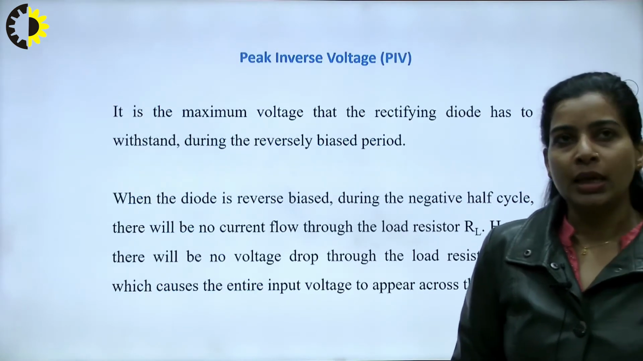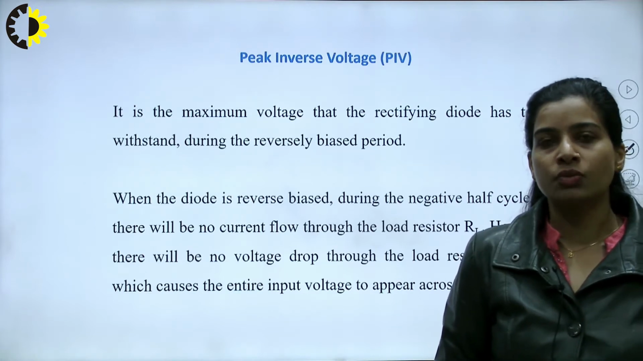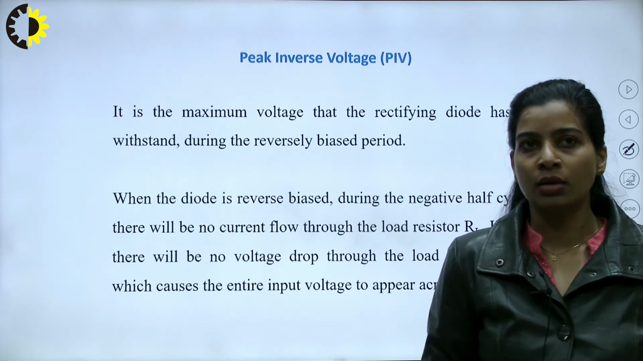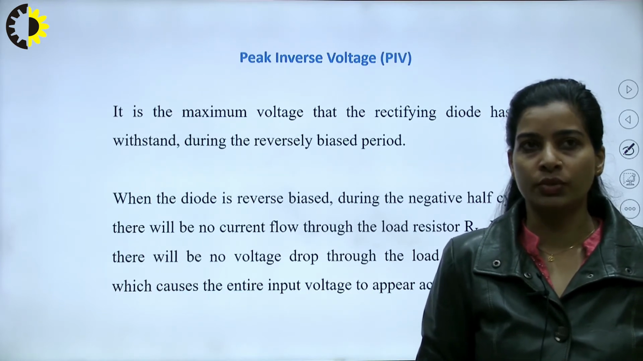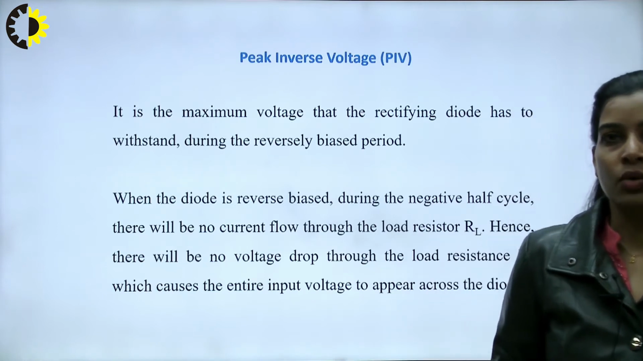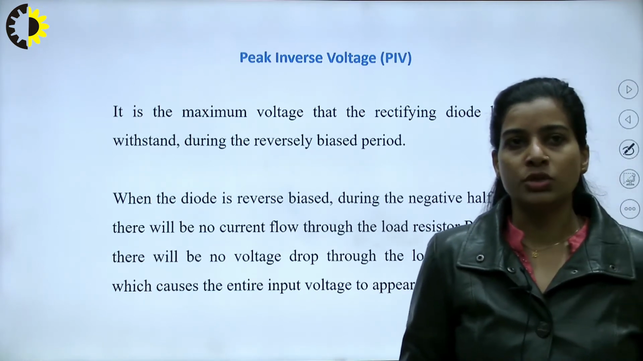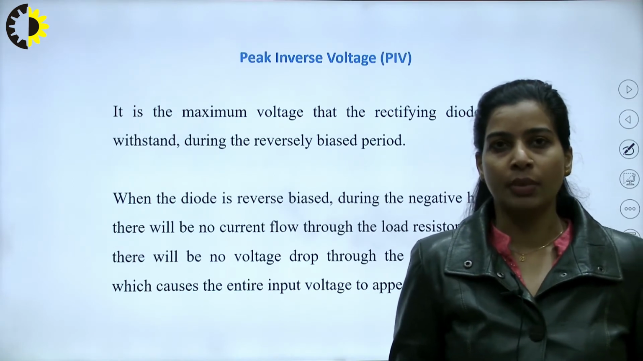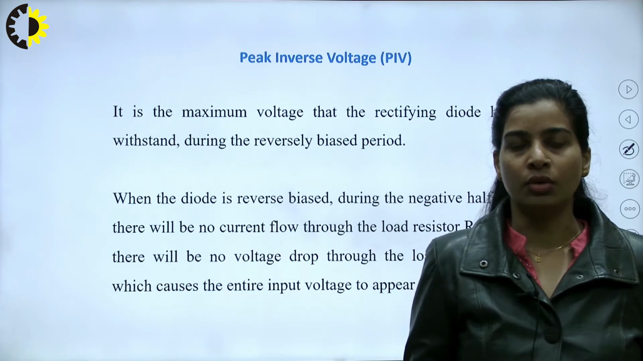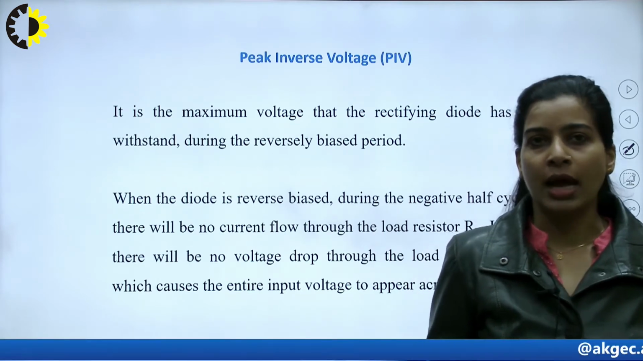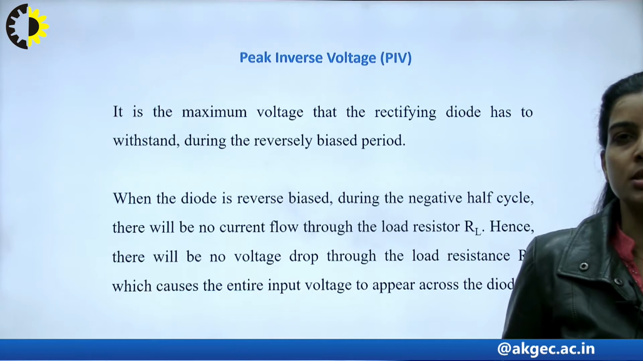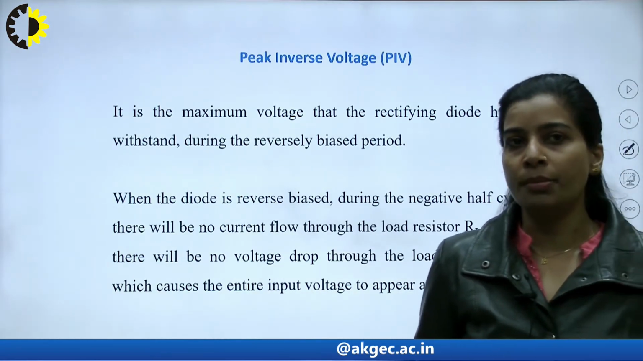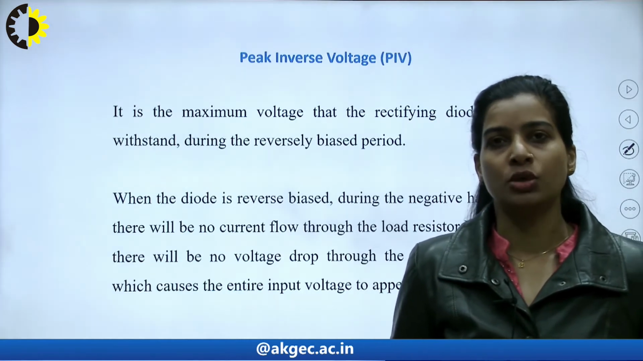First, coming to the peak inverse voltage. Peak inverse voltage is the maximum voltage that a rectifying diode can withstand when it is reverse biased. So when any diode is reverse biased, some voltage will appear across it, and that voltage is termed the peak inverse voltage of the diode. So we should bias any diode such that the voltage across it in reverse bias should not go beyond the PIV of that particular diode.